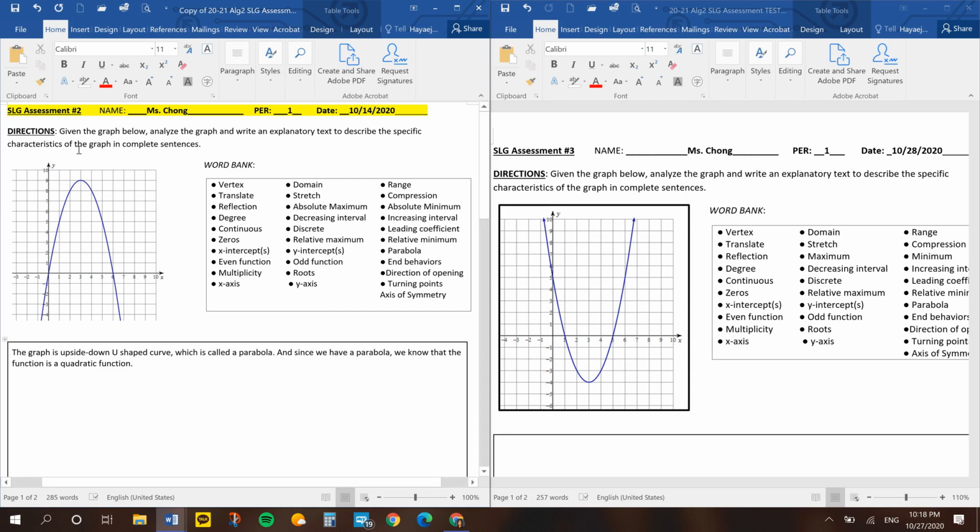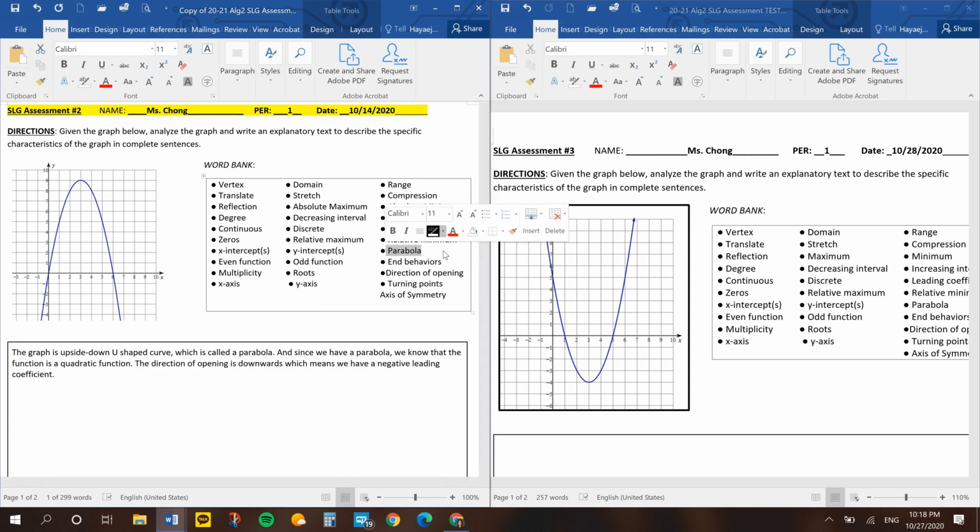And I'm going to say the direction of opening. The direction of opening is what? It's downward, because we have an upside down U-shape, which means we have a negative leading coefficient. Okay, so I'll pause here. What did I use? I used the parabola. I also used the direction of opening as my characteristic word. I also used leading coefficient, which is this one. I already used 3.